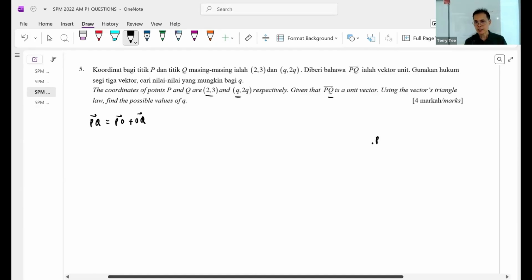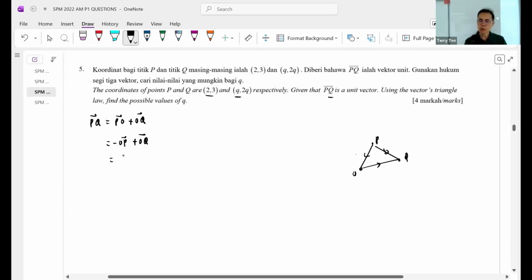For example, this is P, this is Q. You need to go from P to O, O to Q, right? To get your PQ. That's called the vector triangular law. And PO is just the negative of OP. And OQ you can write at the back.